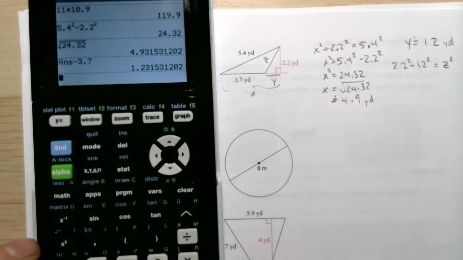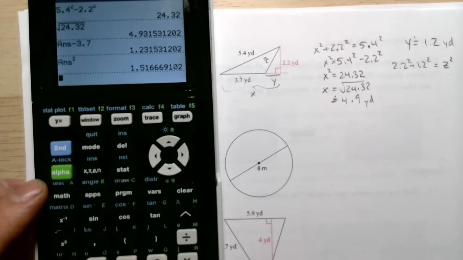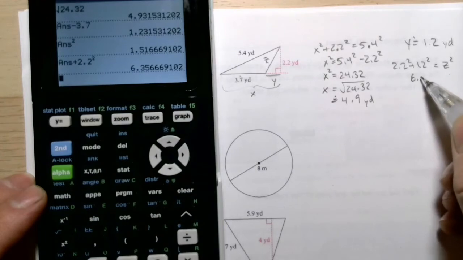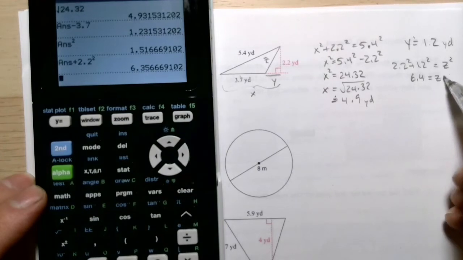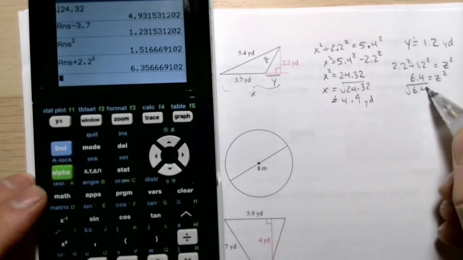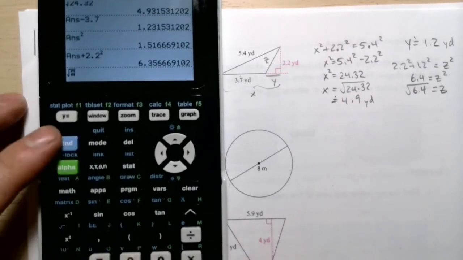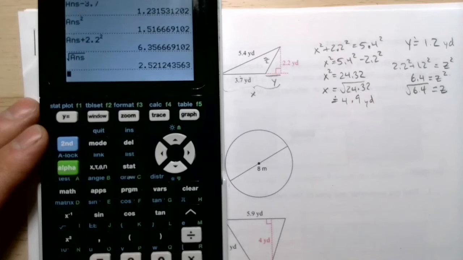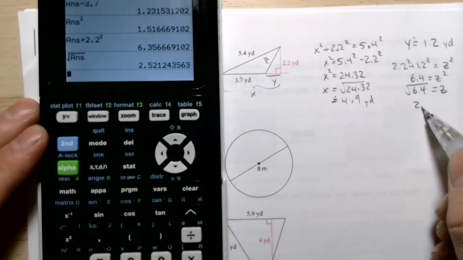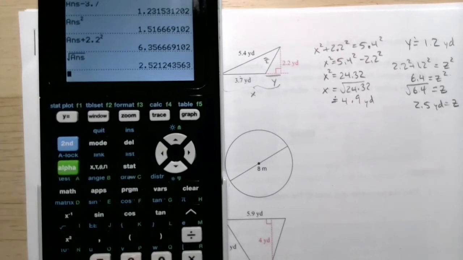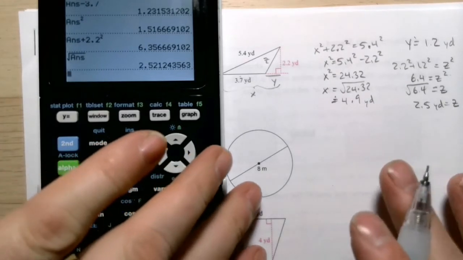First of all, I'm going to square that number right there and add that to 2.2 squared, and I'm getting approximately 6.4 is equal to z squared. So I'm going to take the square root of that number, and I'm getting approximately 2.5 yards is equal to z. Finally, that's what I needed to be able to do the perimeter.